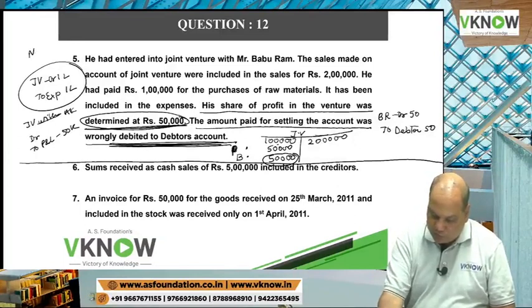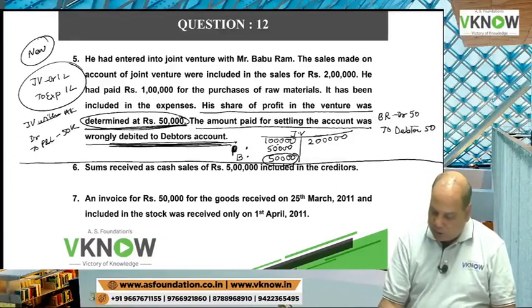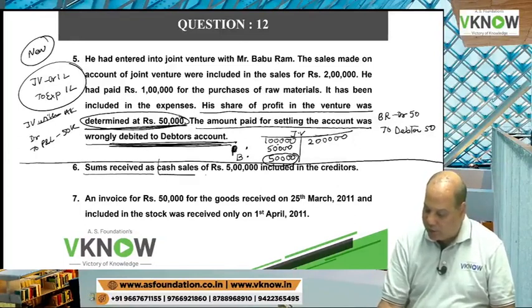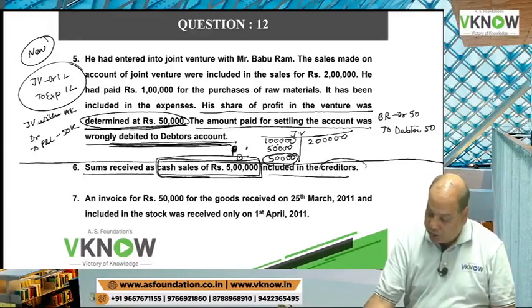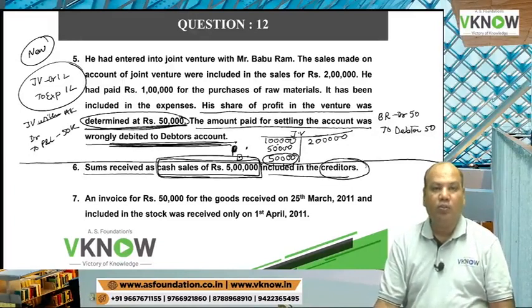New adjustment for you. Sum received as cash sale of 5 lakh, he has included in creditor. Amazing.